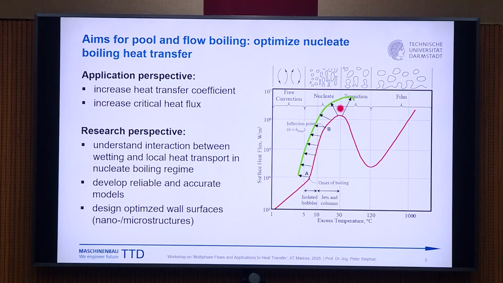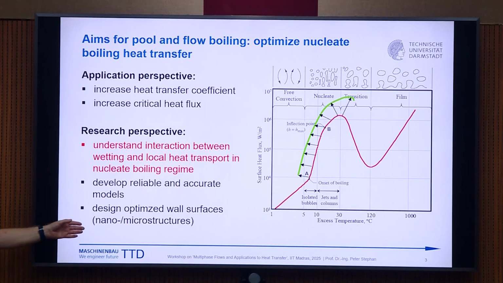What are our aims? Our specific aim, first of all, is understanding the interaction between wetting and local heat transport in the nucleate boiling regime. And I will show you with the next slides why this is, I think, quite important. It is important to develop reliable and accurate models or correlations. And it is also very important for the design of optimized wall surfaces.